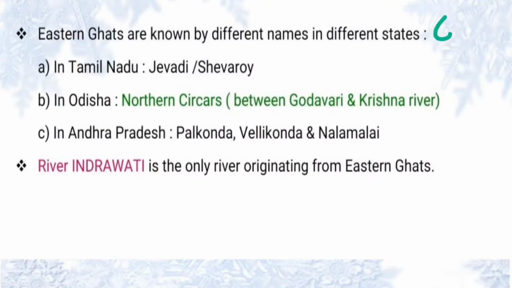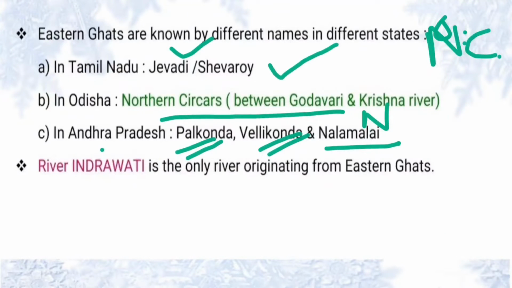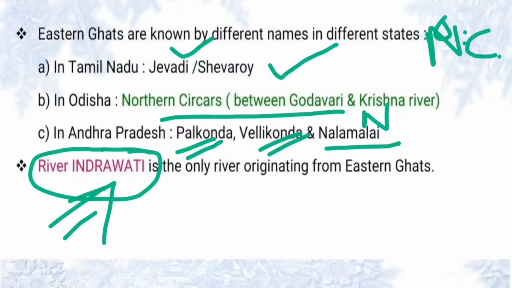In Odisha it's called the Northern Sarkars. Fine. And coming down in Andhra Pradesh, in the north of Andhra Pradesh they're called the Nallamalai. In the middle of Andhra Pradesh they're called the Velikonda, and in the south of Andhra Pradesh they are known as Palkonda. And moving down, in Tamil Nadu they are known as Javadi and Shevaroy. Now the only river which originates from the Eastern Ghats is the river Indravati. Indravati is the only river originating from the Eastern Ghats.